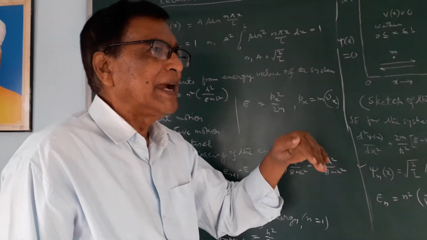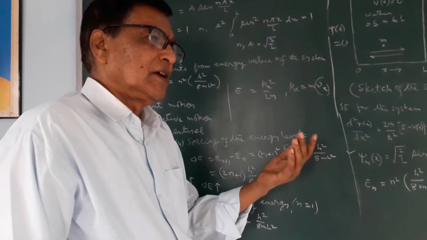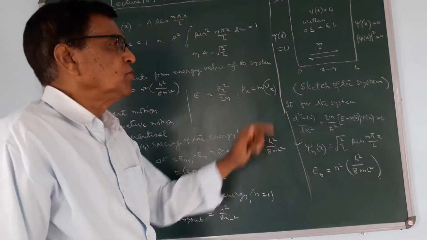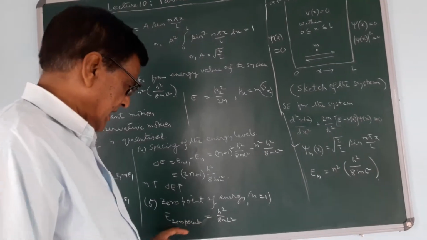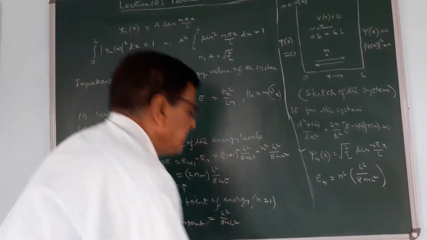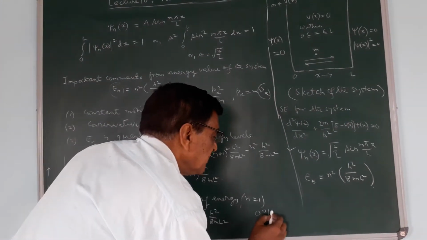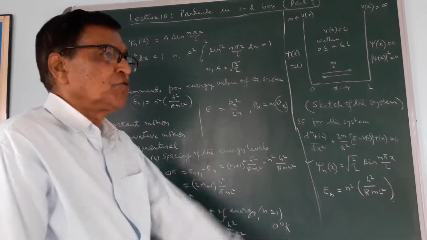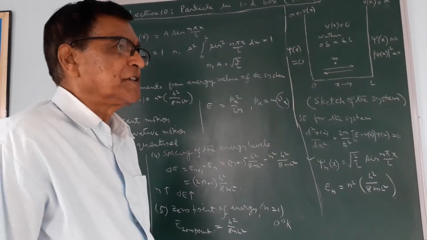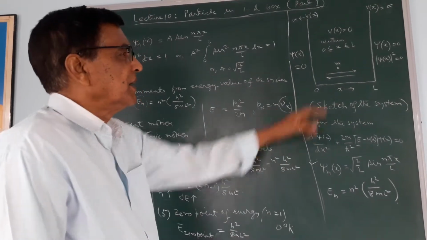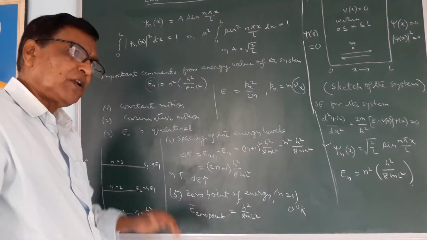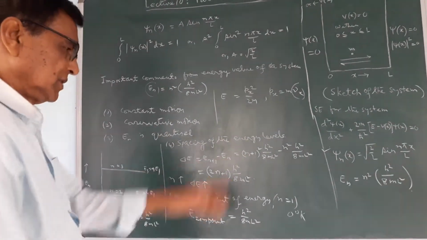Consider classical mechanics. Classical mechanics tells us that at 0 Kelvin temperature, every particle in every state will cease its motion and remain at rest. Contrary to that concept, quantum mechanics states that even at 0 Kelvin temperature, the particle will continue to move along this axis.